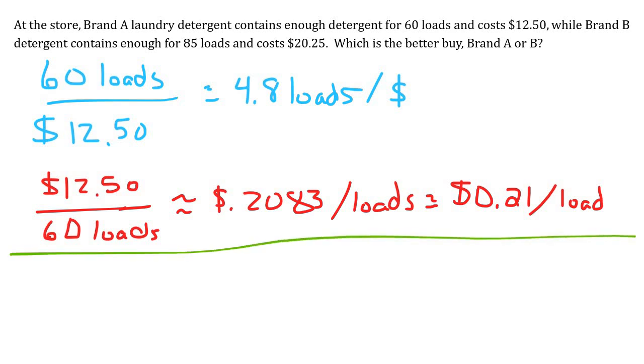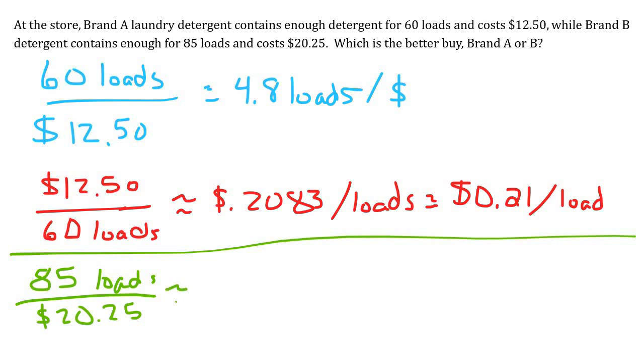And then for brand B, we can compare it and say, okay, 85 loads for $20.25. And this way, when we do it, we get about 4.197. So I'm just going to say 4.2 loads per dollar. And this means, if I'm comparing apples to apples with this metric, it's going to be 4.8 loads versus 4.2 loads per dollar, and I'd rather have brand A.